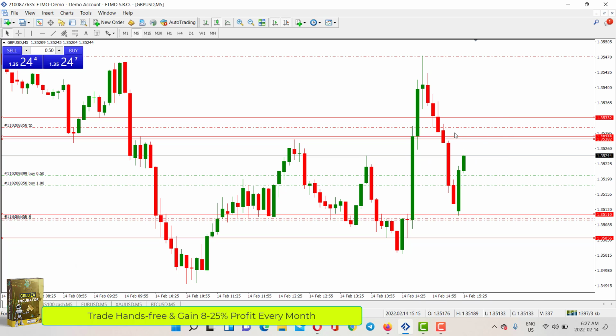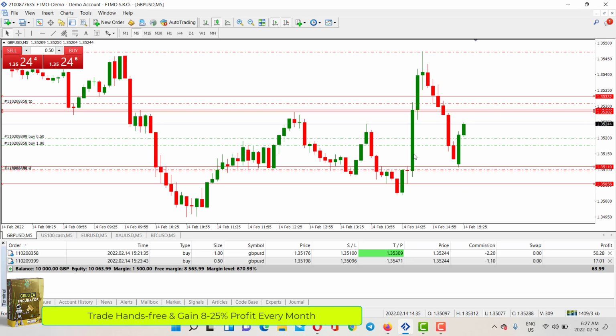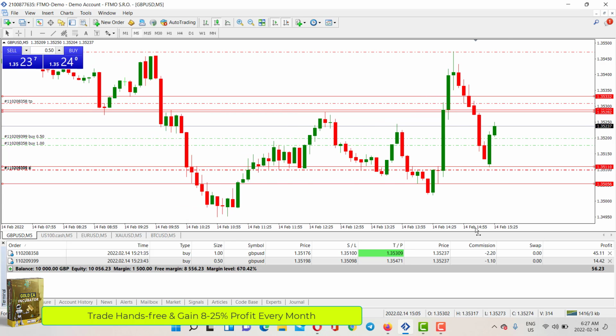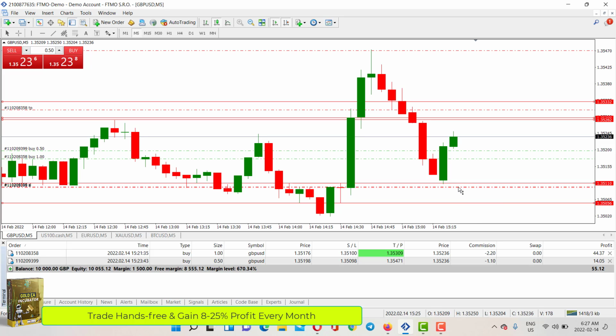But sometimes it just blasts through this level, so I prefer to close it manually. It's way better for me. As a brand new $10,000 account on FDMO, so far these are our trades, but we'll see how it's going to happen. I can leave my stop loss below this area, but it's not necessarily.